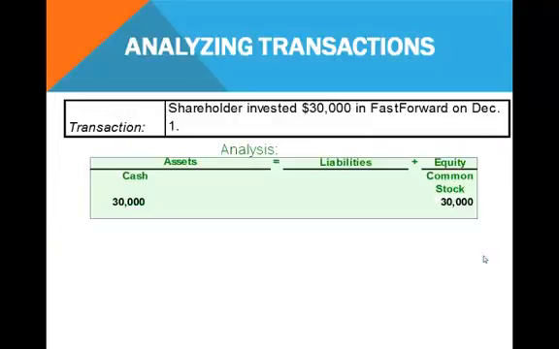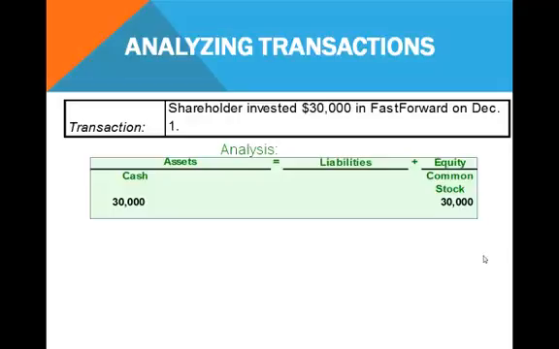Let's see if we can analyze the transactions and get them into the proper form for double entry accounting. This will be helpful when you turn to your homework. In the first transaction on December 1st, Chris Taylor invests $30,000 to start a company called Fast Forward. From our previous work, we know that the cash account and the common stock account will both increase.